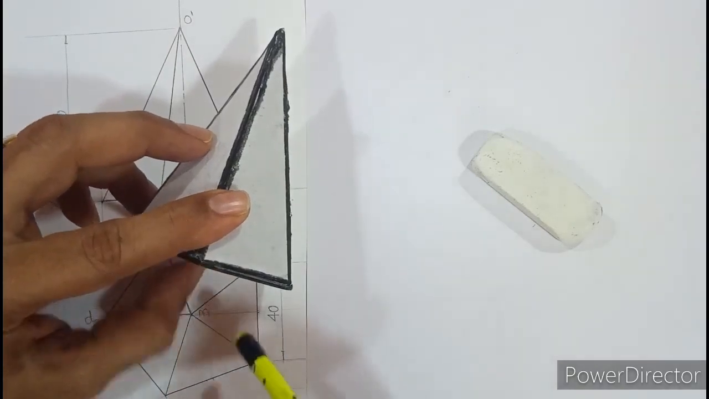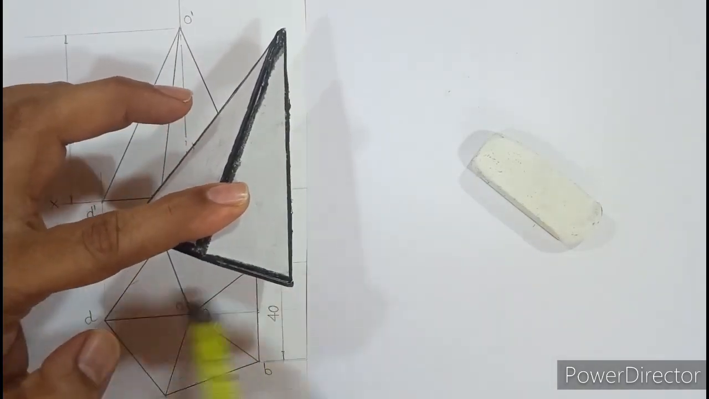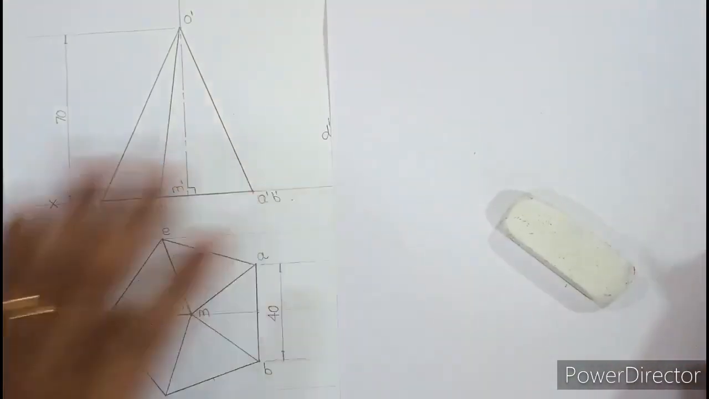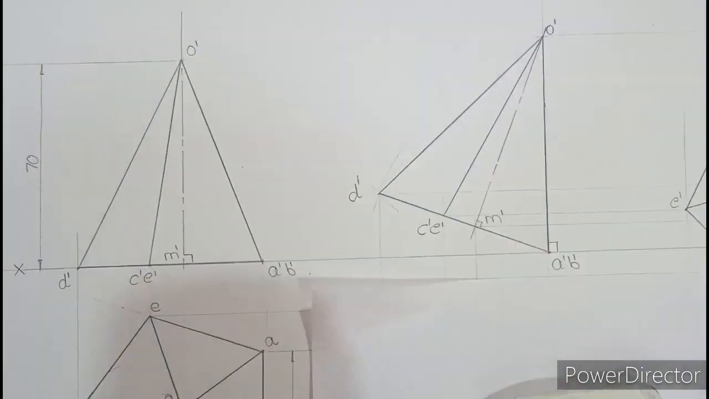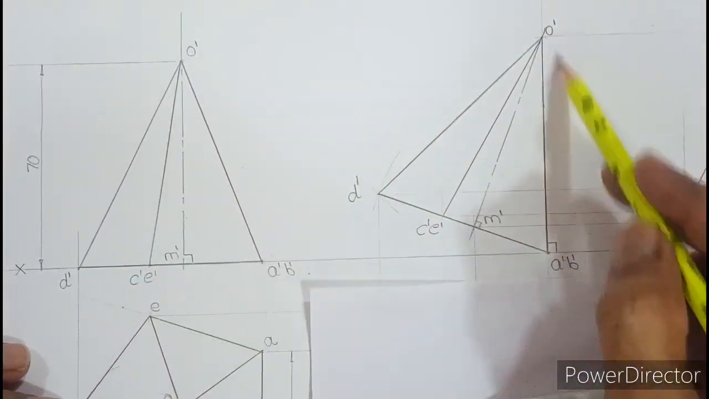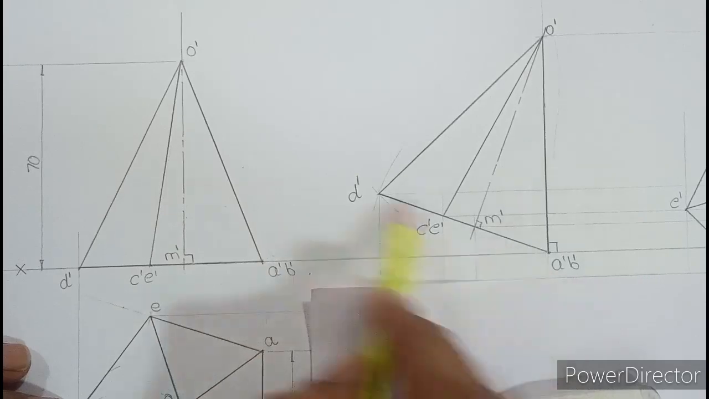So what will happen is the base will not be in HP. In fact, the base edge will be on HP. So we'll move on to the third diagram. In the third diagram, when you make this triangular face perpendicular, as you can see here, the base will be in air.